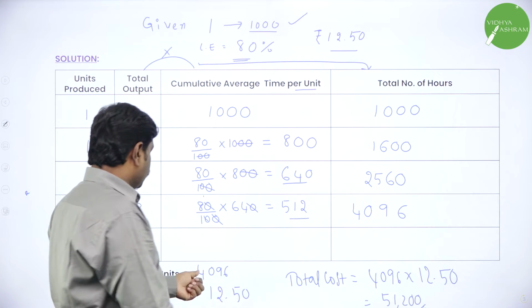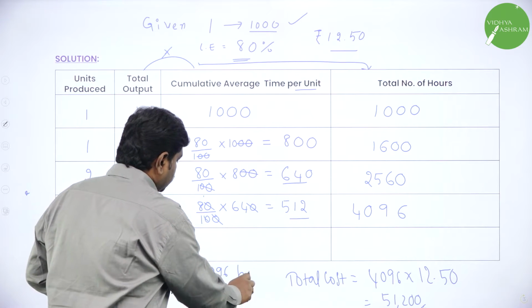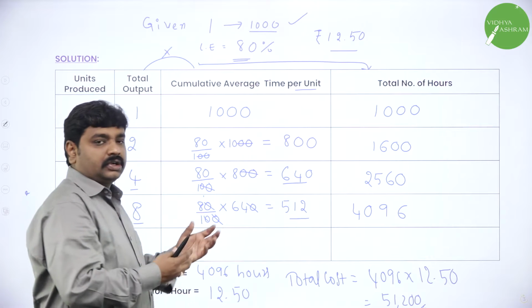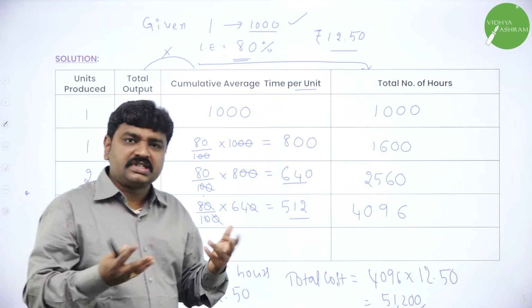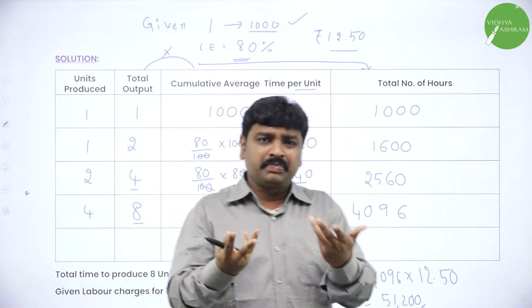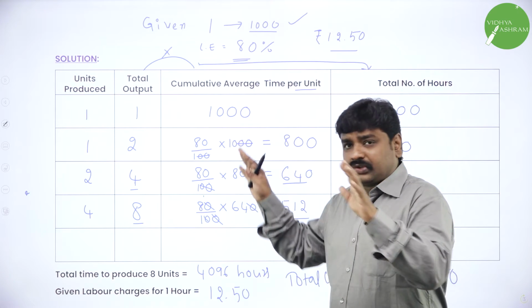Total number of hours is 4096 hours. So if you solve this, you will get complete 5 marks. Isn't it easy? It is simple and direct. So we have solved the question.